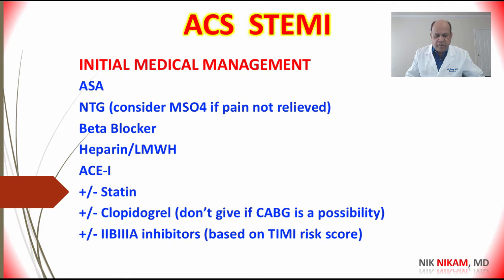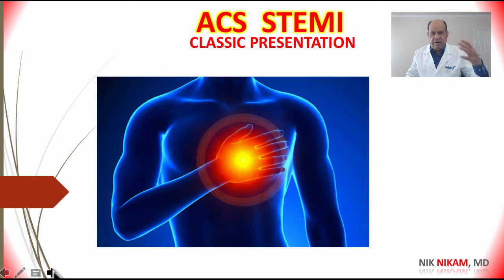When a patient comes into the emergency room, we are going to treat them with aspirin, nitroglycerin, beta blockers, heparin or low molecular weight heparin, ACE inhibitors, statins, and antiplatelet agent. Let's start. The patient is in the emergency room, and you have an electrocardiogram which looks like STEMI. What do we do next?